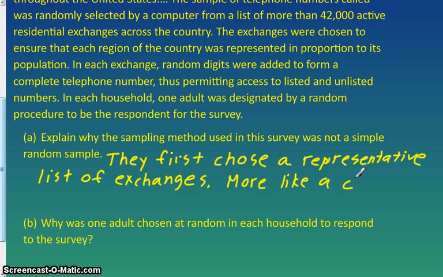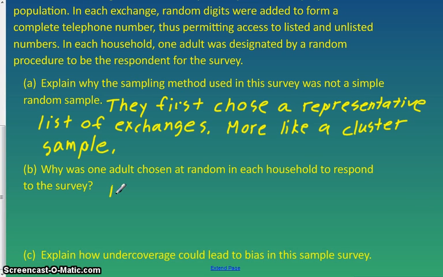So why was one adult chosen at random in each household? Okay. I like that. There's probably a few different ways you can go.